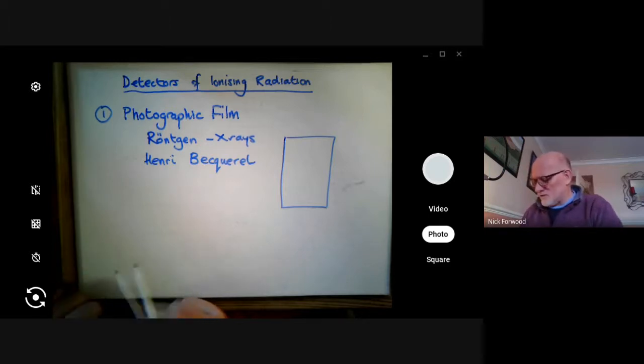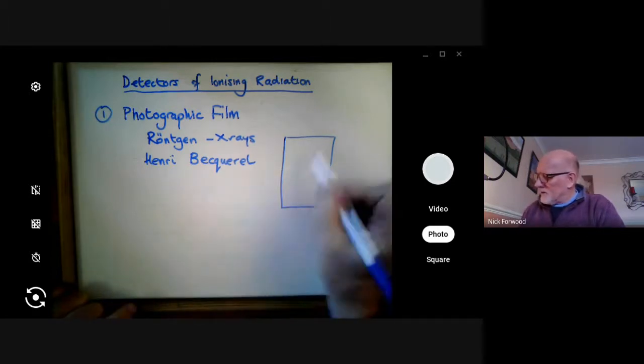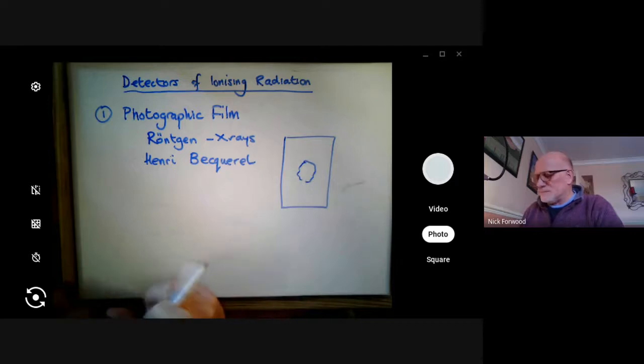Henri Becquerel was a keen walker, and he picked up interesting bits of rock, and he had a nice piece of rock that he picked up, and it was actually granite rock, and he stuck it in his desk drawer, photographic film underneath his bit of granite rock, and he went away for the weekend.